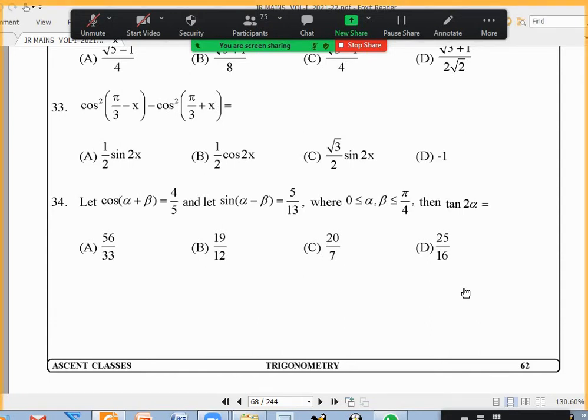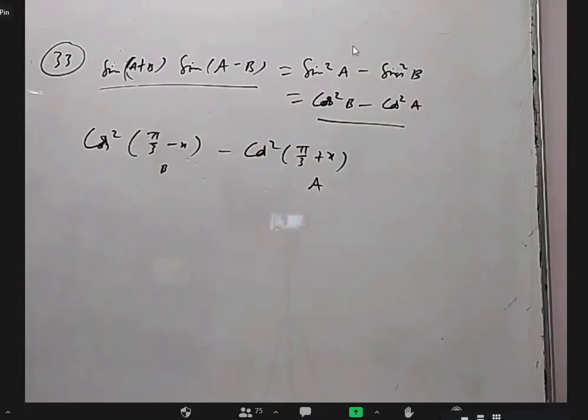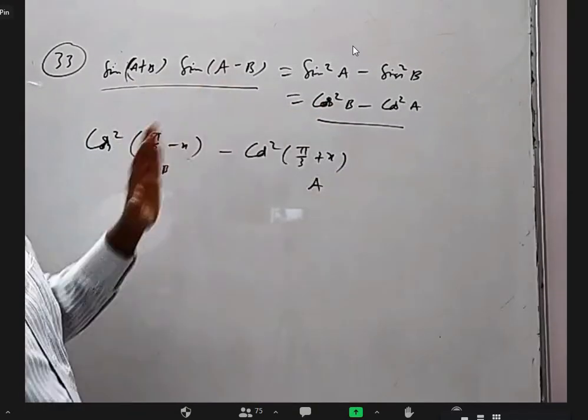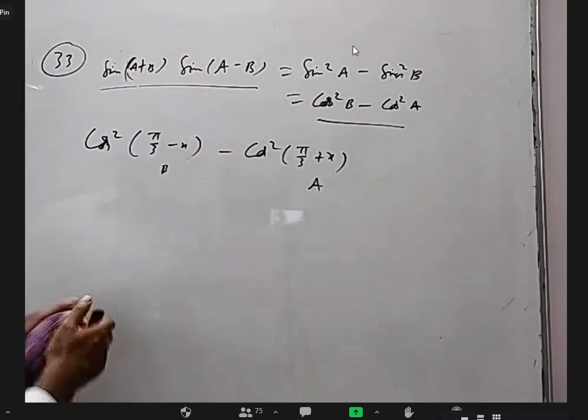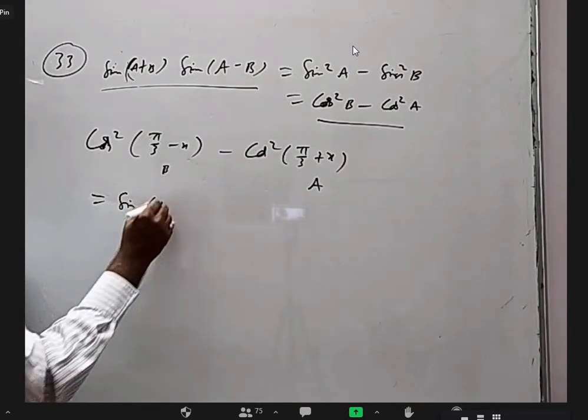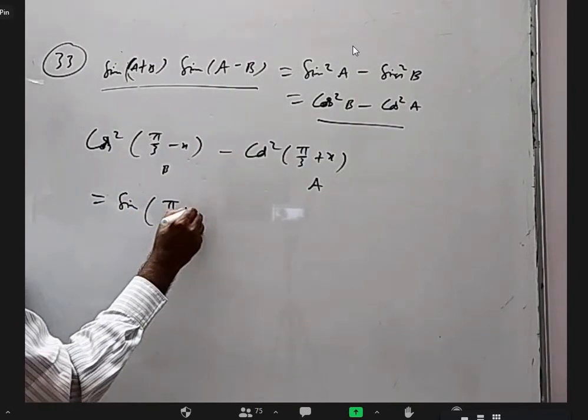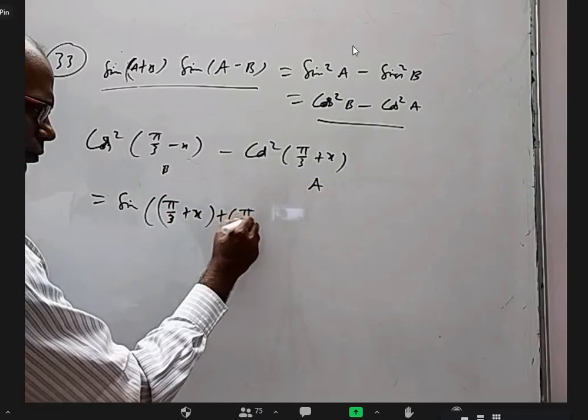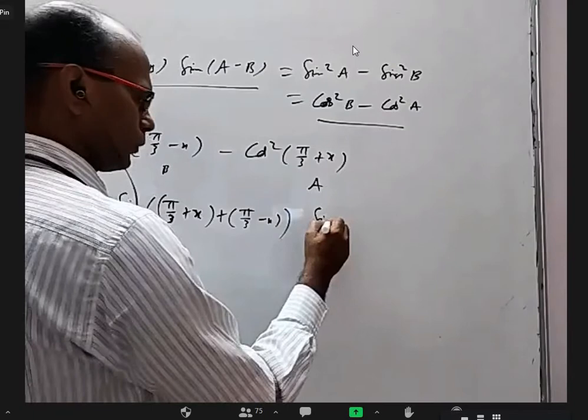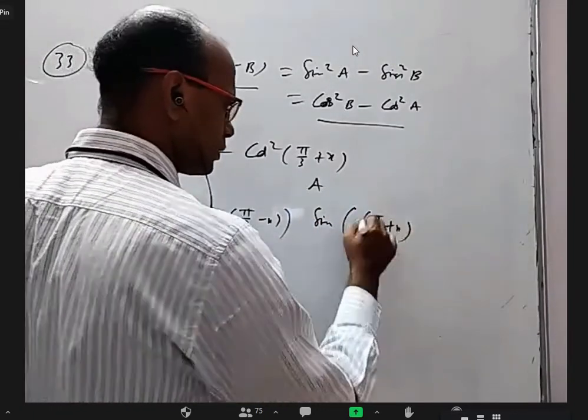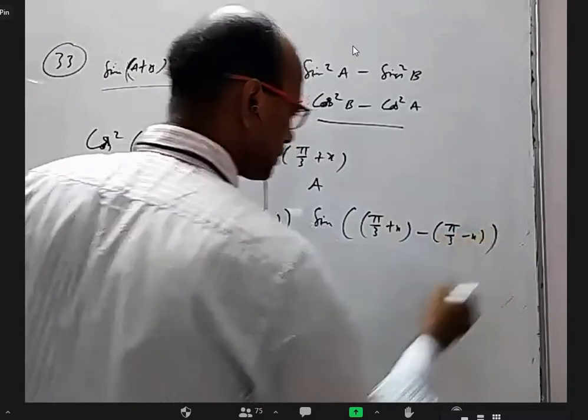So cos square pi by 3 minus x minus cos square pi by 3 plus x. This is like A and this is like B. Cos square A minus cos square B is cos square B minus cos square A, sin A plus B into sin A minus B. So we are using the formula from here to here: cos square B minus cos square A equals sin A plus B into sin A minus B. So it is sin pi by 3 plus x plus pi by 3 minus x, into sin pi by 3 plus x minus pi by 3 minus x.